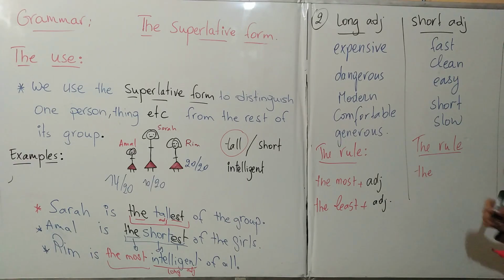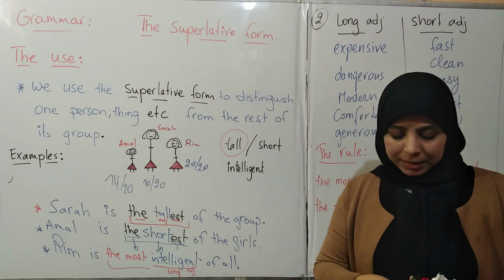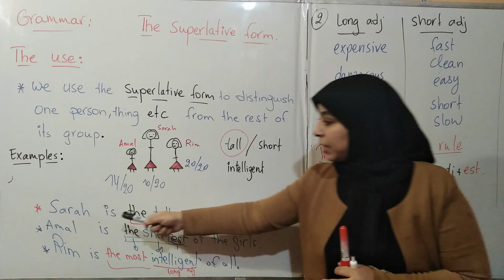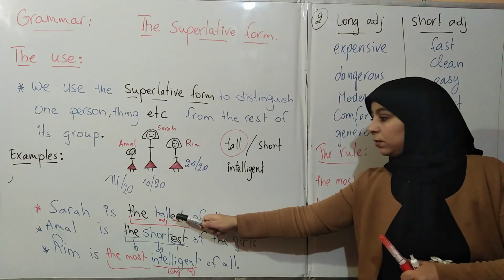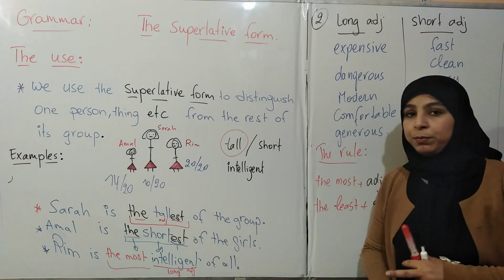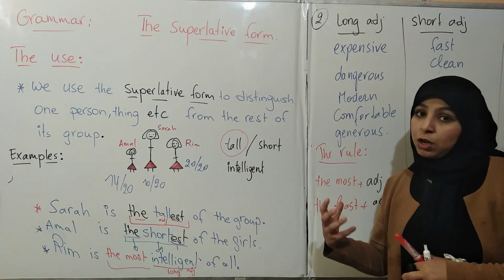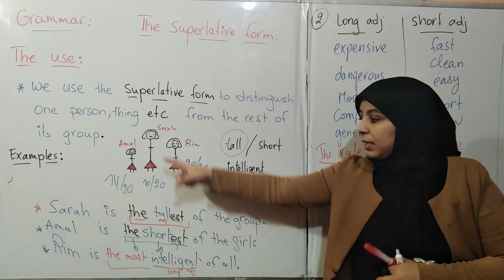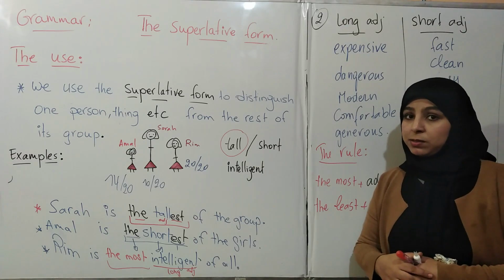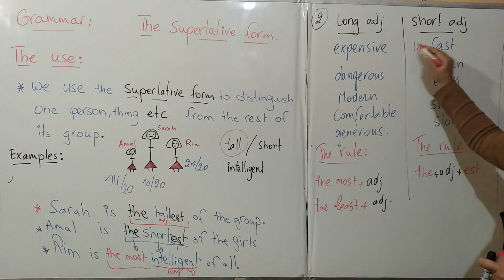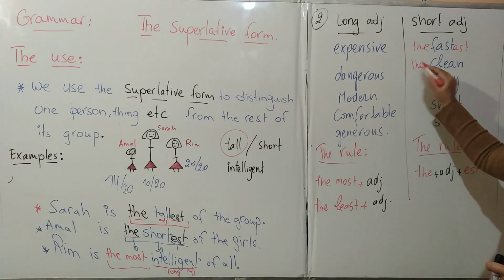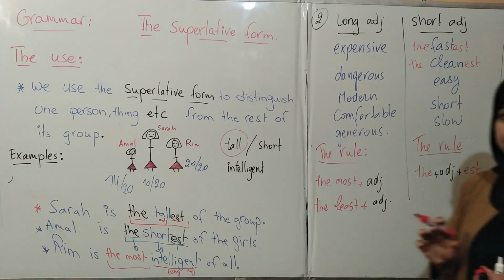Now, let's see the short adjectives rule, which is the plus adjective plus est. Like these ones. Sarah is the tallest of the group, right? Sarah is the tallest. Amal is the shortest of the girls. The fastest, the cleanest, the easiest, the fastest, the cleanest, etc. Clear?